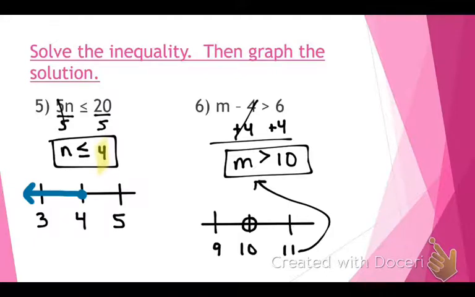Could I plug this in? 11 is greater than 10. I could, so that means it goes this way. Once again, if you check your arrows, the arrows look the same, so that's a way of being able to tell that you did it correctly. Any questions?